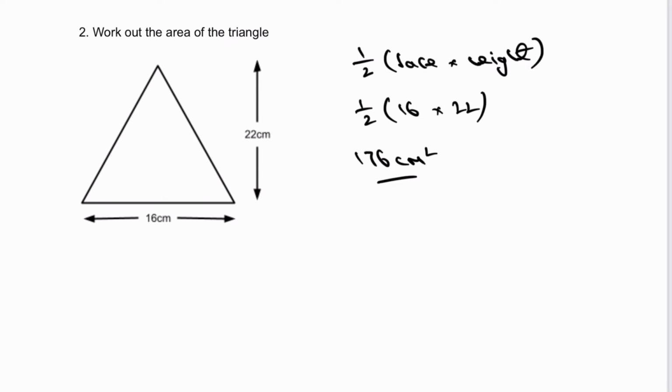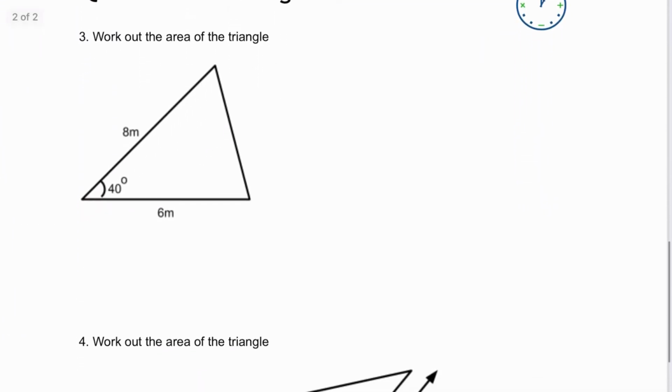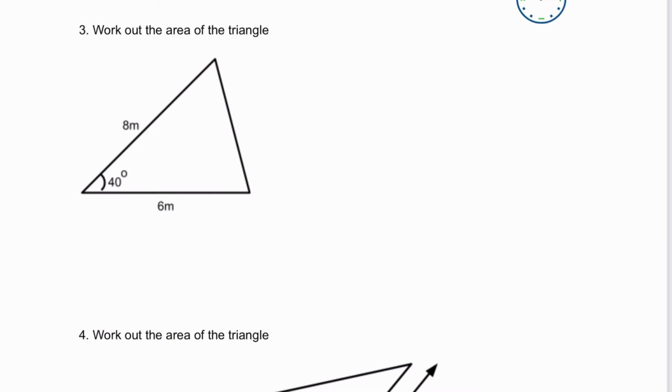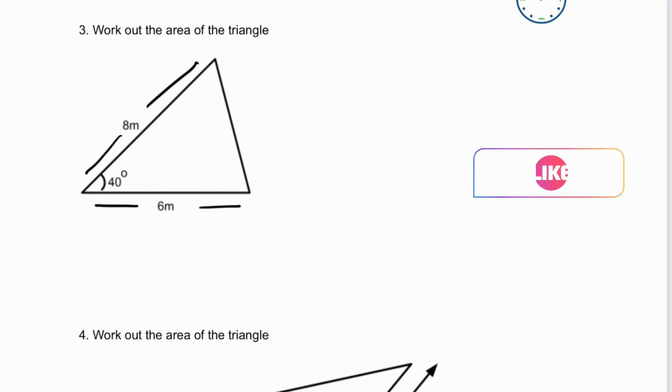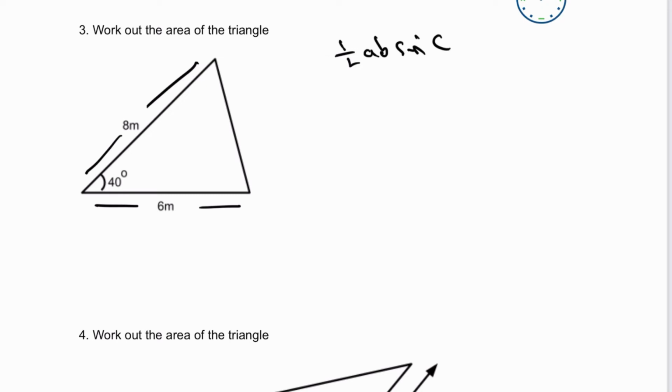However, if we don't know the perpendicular height, but what we do know is two sides of a triangle and their inclusive angle. So in this particular case, I know 8 and I know 6. I also know the inclusive angle of 40 degrees. We can use another type of formula, which is a half ab sine C, where this 8-meter length I'm going to designate as a, the 6-meter length I'm going to designate as b, and the inclusive angle is C.